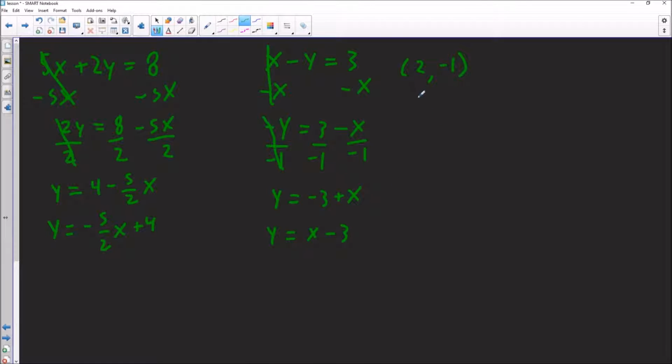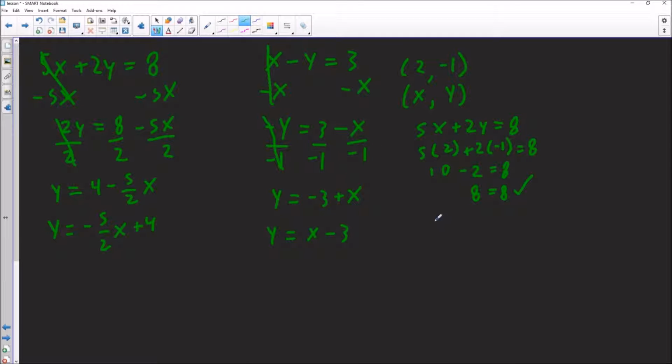Because this is the x and the y value, I'm going to say 5x plus 2y is equal to 8. I'm going to sub in the x and the y value. So it'd be 5 times 2 plus 2 times negative 1 is equal to 8. So I'd have 10 minus 2 is equal to 8. So I have 8 equals 8. So yeah, that's that. This is a point when you graph this function.